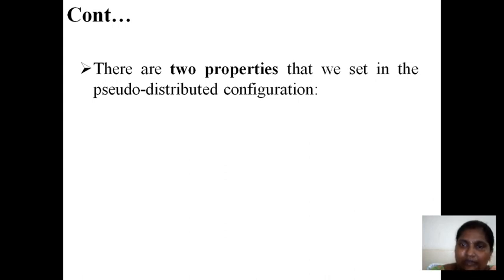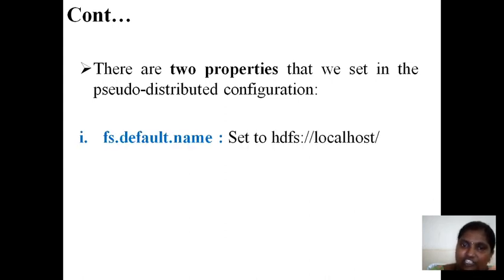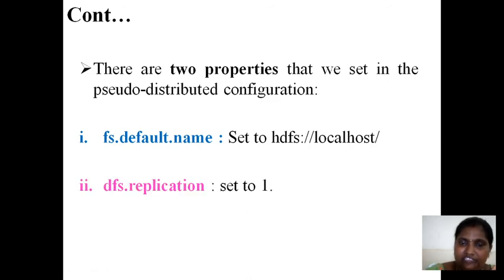So there are 2 properties that we set in the pseudo distributed configuration. See here. Pseudo distributed means the total data is carried in terms of clusters in a network way. So for that the file system default name is localhost. Default replication is 1. That is a single system.